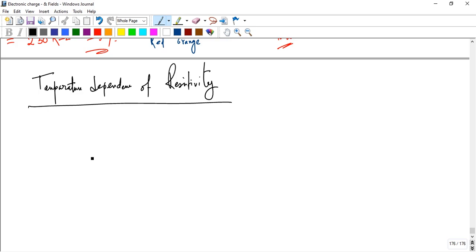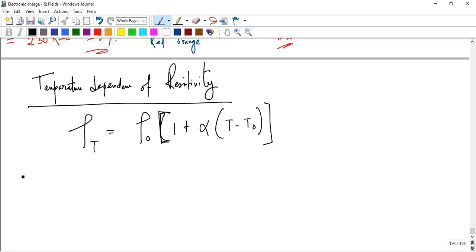Okay, so there is a formula: rho T equals rho 0 times [1 + alpha (T - T0)], where rho T is the resistivity at any temperature T. Some value of T, suppose 10 degrees, 20 degrees, 30 degrees, depending on what value we want to choose.